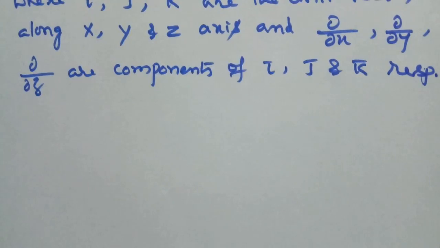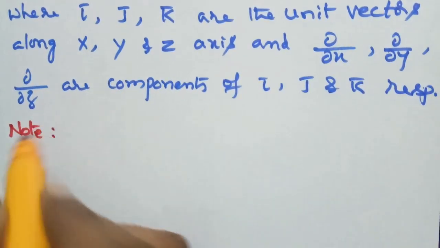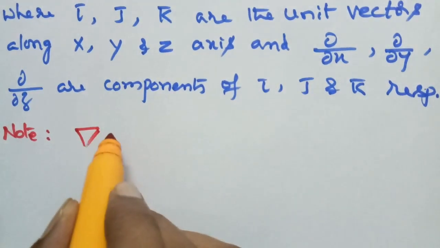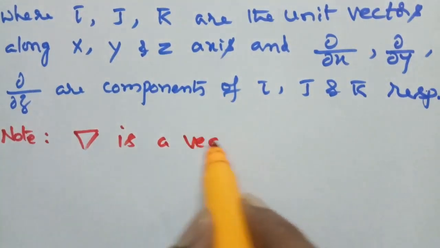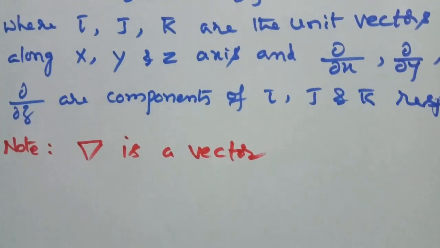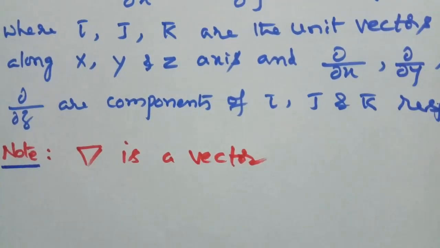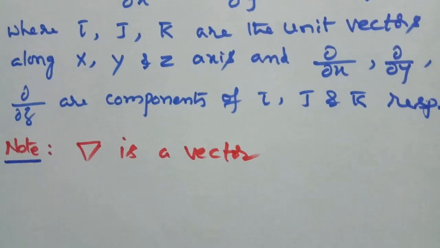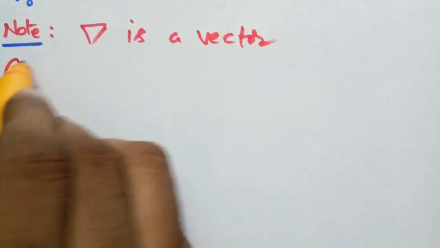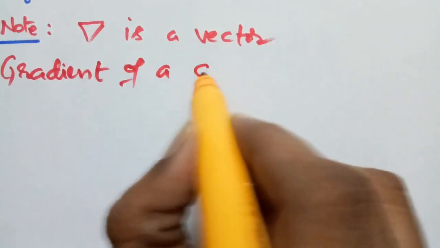Next, del applies to a scalar point function. Note, del is a vector quantity. It has both magnitude and direction. Next is gradient. Del applies to scalar point functions. In that we have to discuss the gradient. Now, the gradient of a scalar point function.